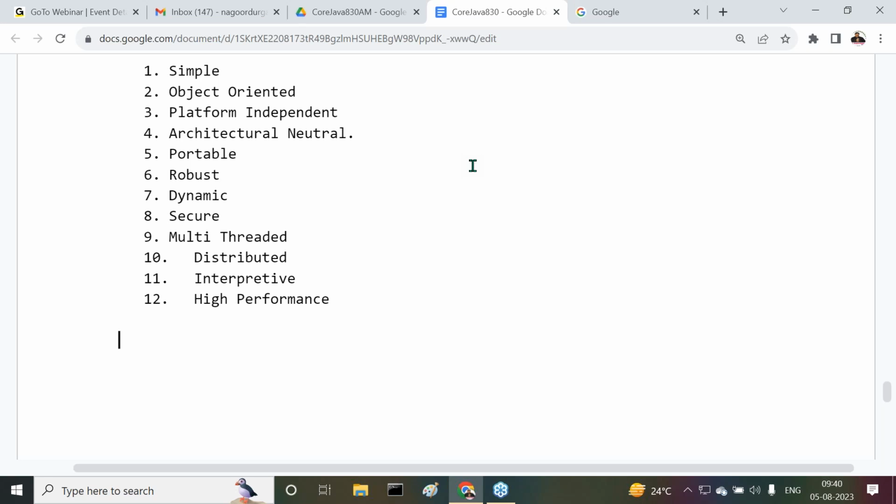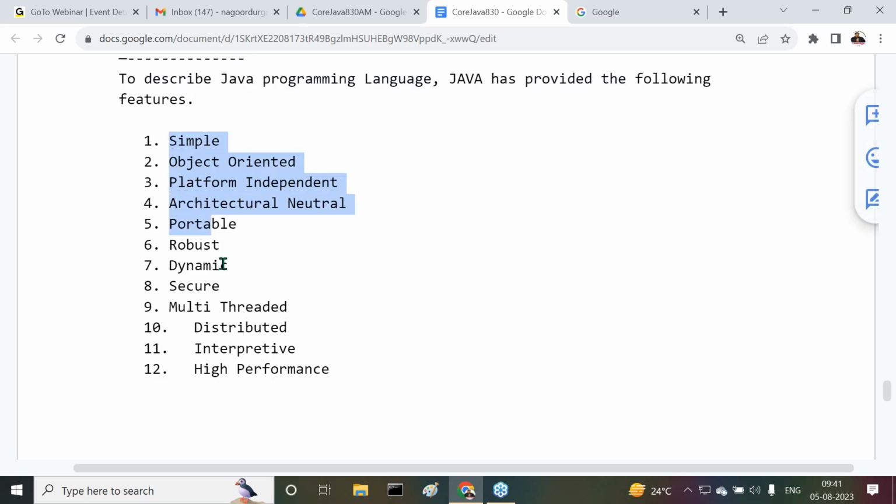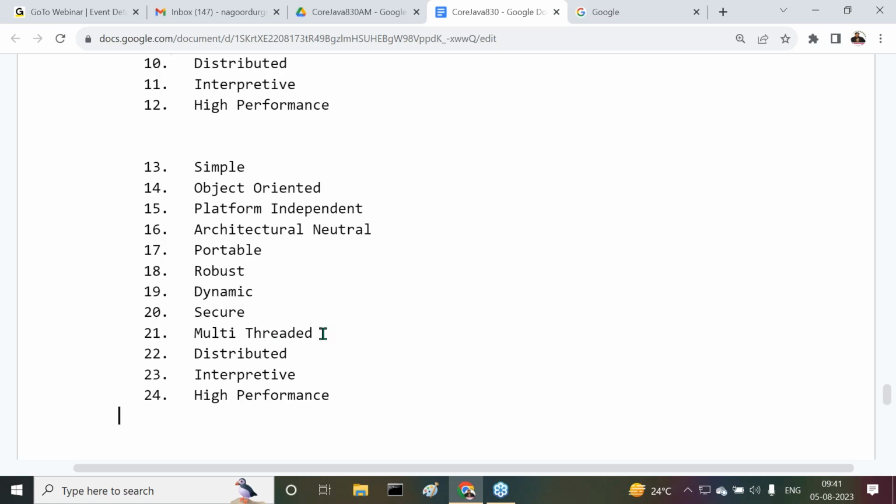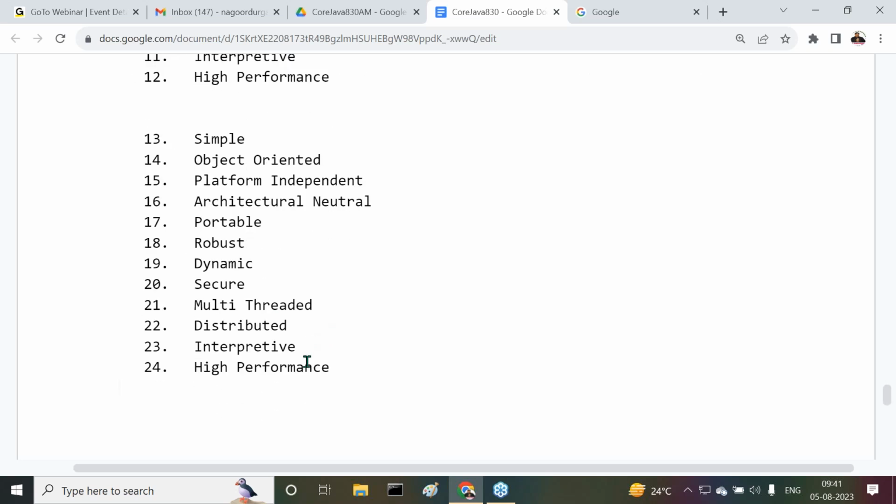Observe carefully. Simple, object oriented, platform independent, architectural neutral, portable, robust, dynamic, secure, multi-threaded, distributed, interpretive, and high performance. Yes, sir. These are the overall features of Java. Now we are going to understand them one by one clearly.